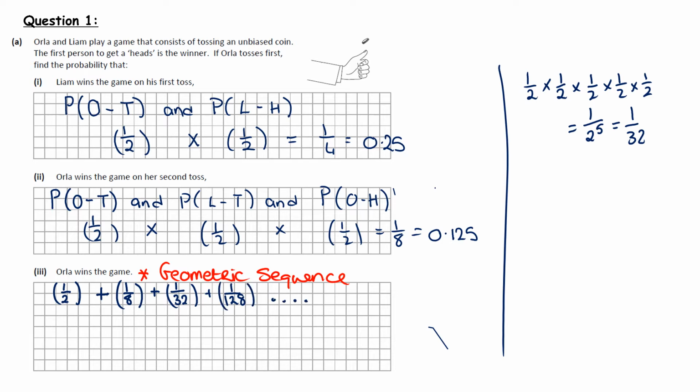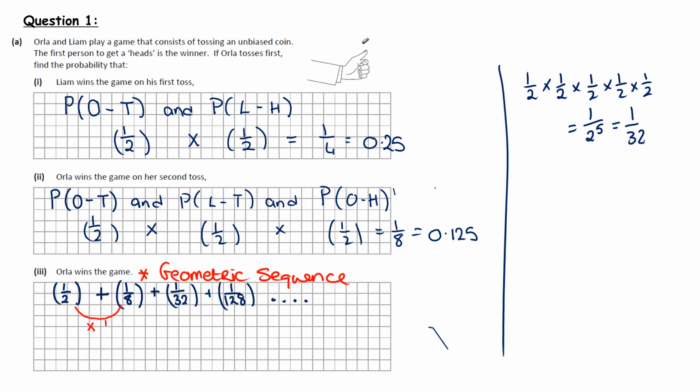And that will go on forever, because she could keep getting tails forever. Now, chances are she won't, but she could. So this goes on into infinity, okay? And what happens is we now have what's called a geometric sequence. This is a sequence where each term is the previous term multiplied by some number.